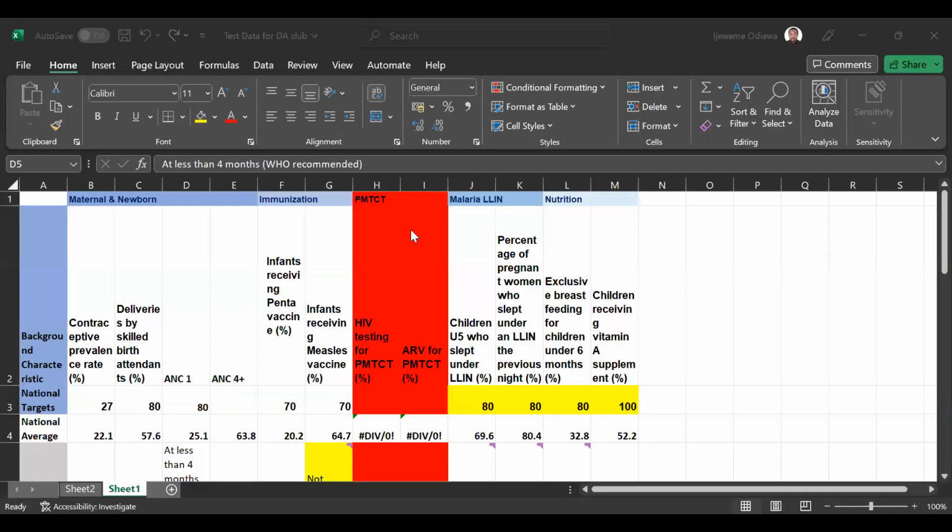Okay, so let me share my screen. Please confirm if my screen is visible. You can see your screen. Awesome.